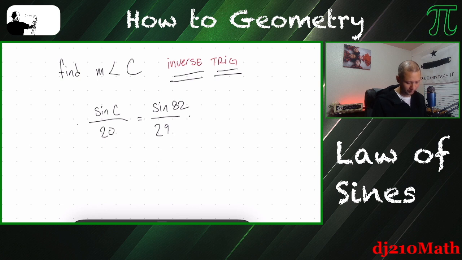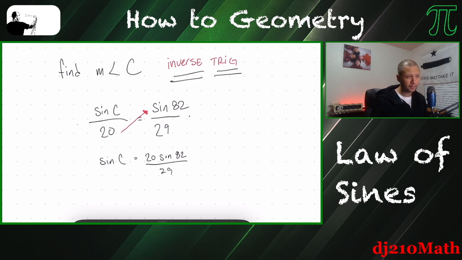Now, when you set up your equations and you start to say, okay, I need to solve this for the missing variable. Well, big C is the missing variable. I'm going to bring up just the 20. In other words, I'm multiplying both sides by 20. So I'm kind of isolating the C. I'm getting C by itself. So this is going to be sine C is equal to 20 sine 82 over 29.